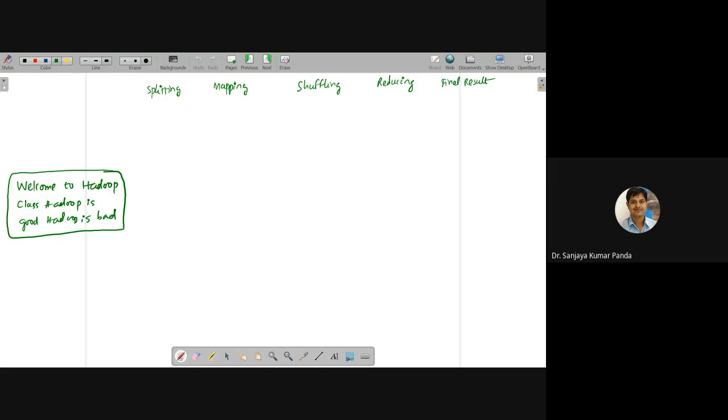So what will you take first in the splitting phase? Can anybody tell? First, what will you take in the split phase? You have to take three different parts. What are the parts you will take? Which one is your first part? If you split it into three parts, please respond.